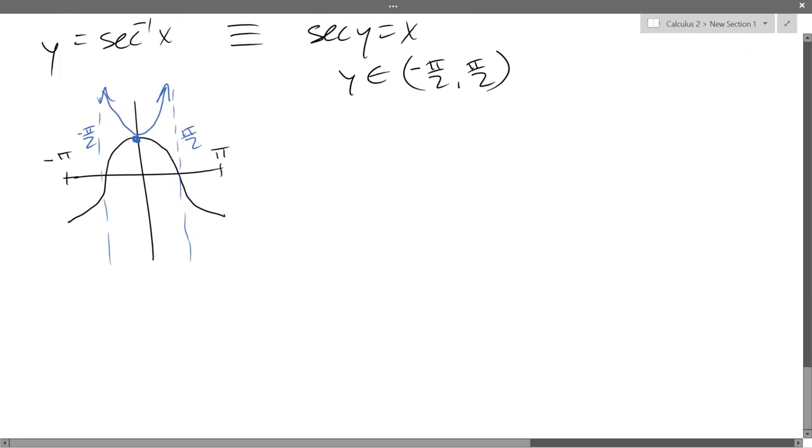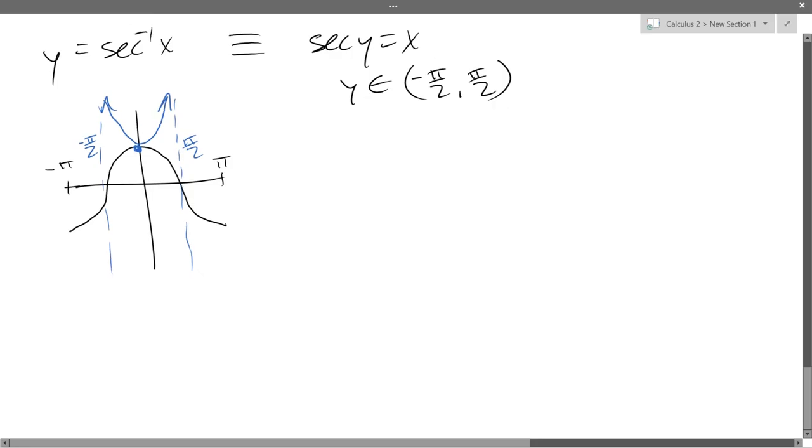And then we'll do the same thing for cosecant. Actually, let's mess around with some algebra first.